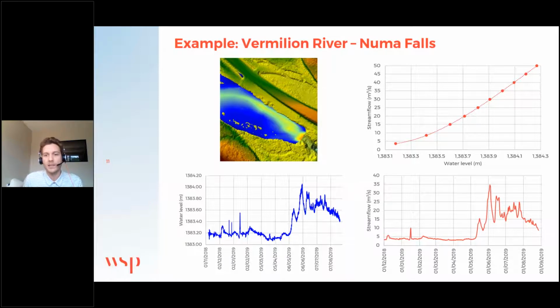So by applying the rating curve on the water levels that were measured, we were able to develop a flow hydrograph during the period of record between November 2018 and August 2019. So in the case of Numa Falls, you can see that the river peaked at 35 cubic meters per second.